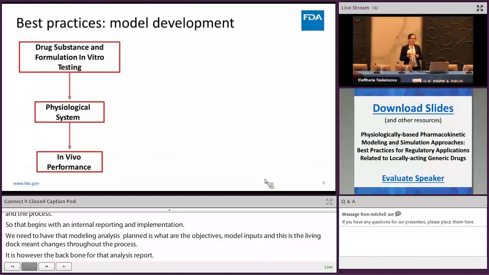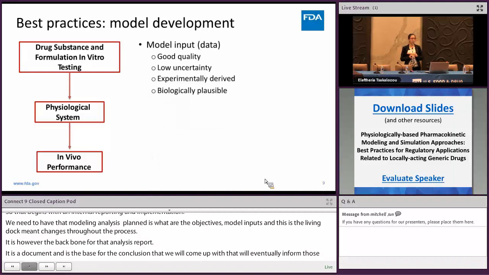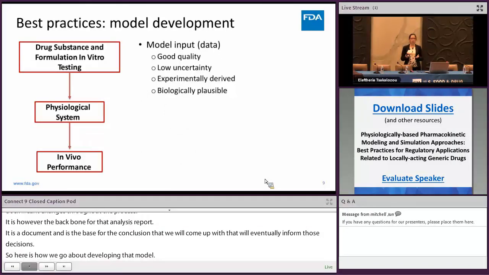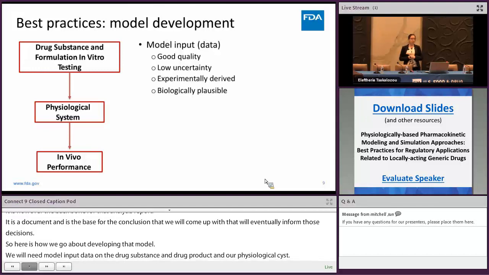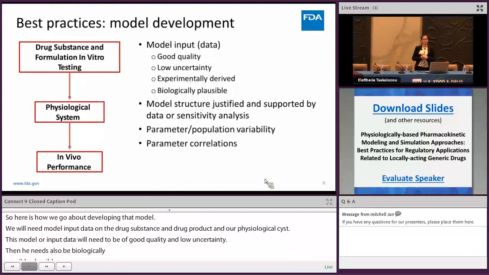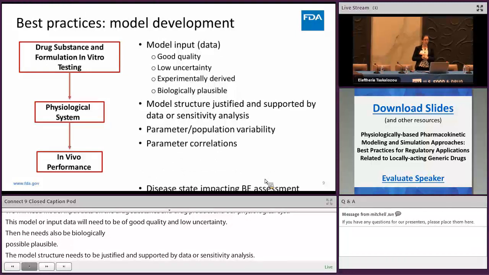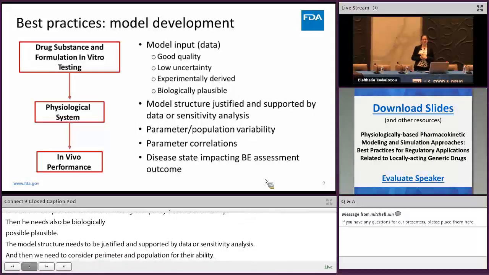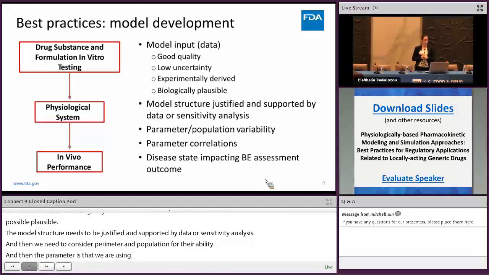So here's how we go about developing a model. We will need model input data on the drug substance, our drug product, and our physiological system. This input data will need to be of good quality, low uncertainty. They need to be experimentally derived, and they need to be biologically plausible. The structure of the model needs to be justified and supported by data or sensitivity analysis. We need to take into account parameter and population variability, as well as correlations between the parameters that we are using in our model. And finally, we need to be able to describe the physiology of the disease or the healthy population as accurately as possible in the model.